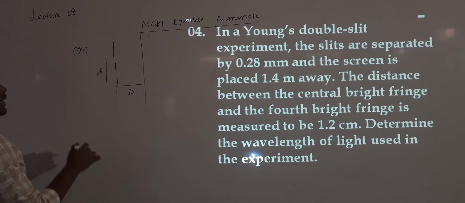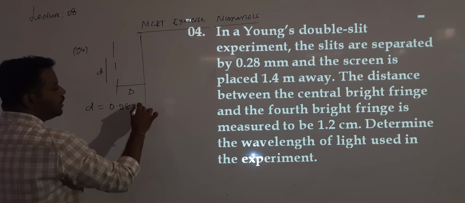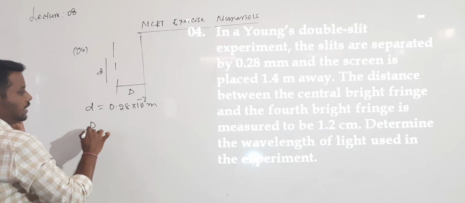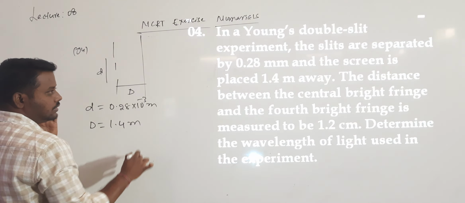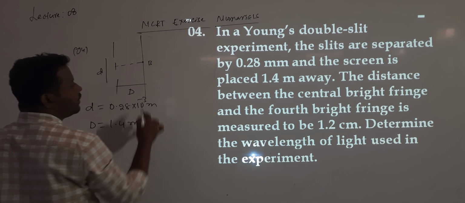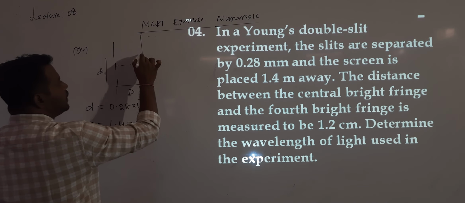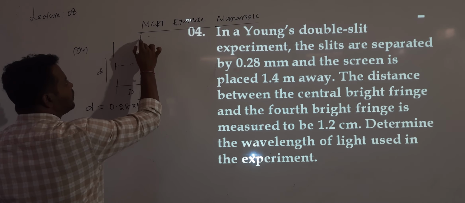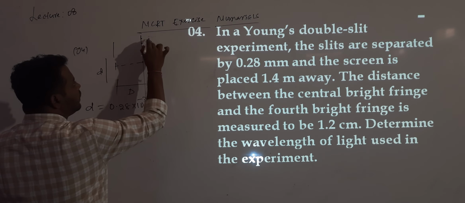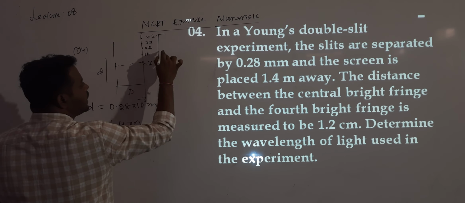In Young's double slit experiment, the slits are separated by small d, which is 0.28 mm. Can I write it as 0.28 into 10 power minus 3 meters? And what is the distance between the slits and the screen given? 1.4 meters. Now what are they asking? The center of the interference pattern will be bright. The distance between the central bright fringe and the fourth bright fringe. So here somewhere, first bright, second bright, third bright and fourth bright. This is first bright, this is second bright, this is third bright and this is fourth bright.